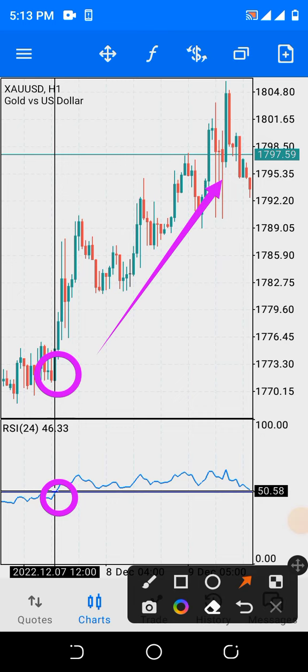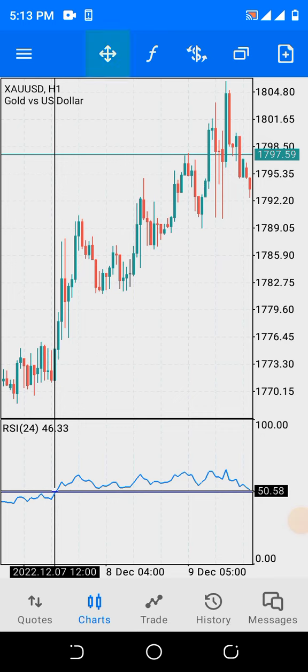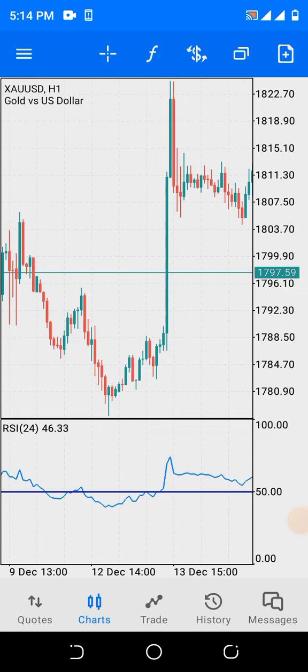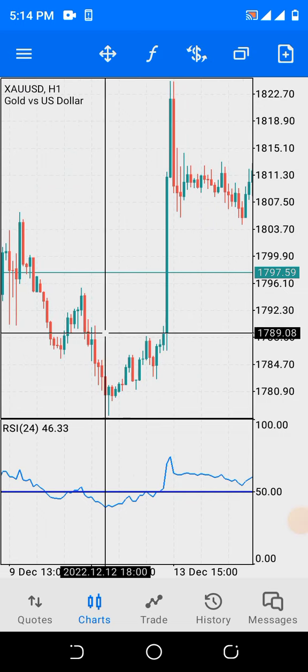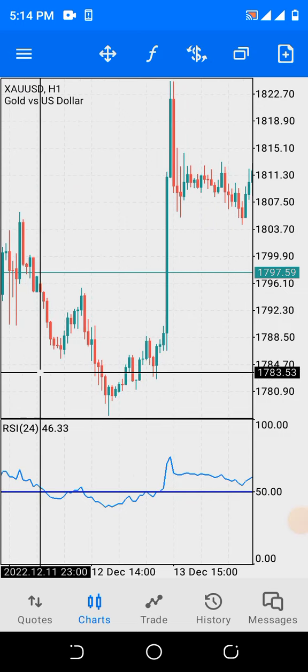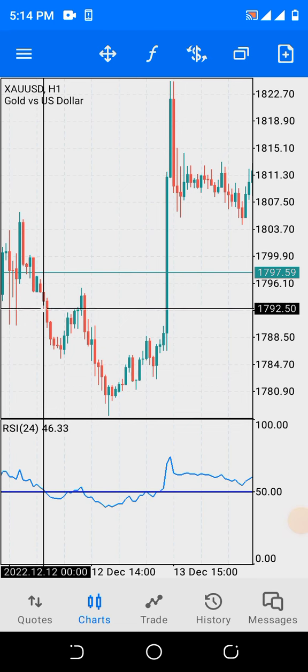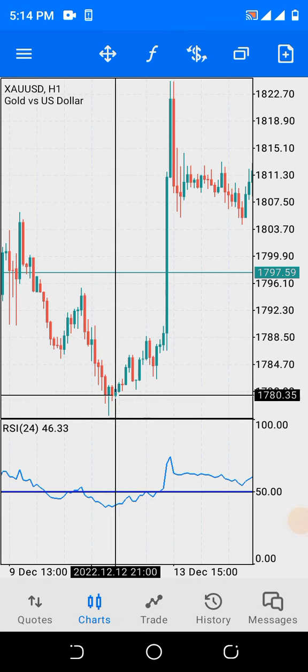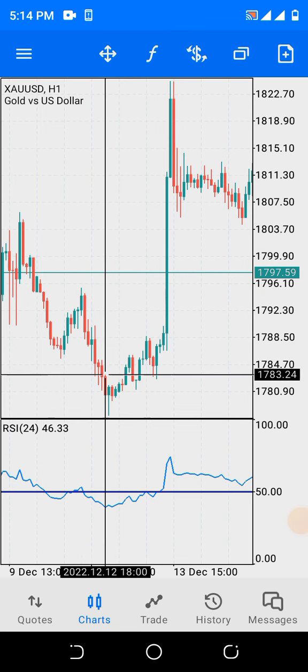Now let's proceed. Look at this. This is another crossing here, from up downward. So you make your sell entry here. Look at the crossing here. Once you make your sell entry here with the proper stop loss, this is a profit. Are you seeing it?